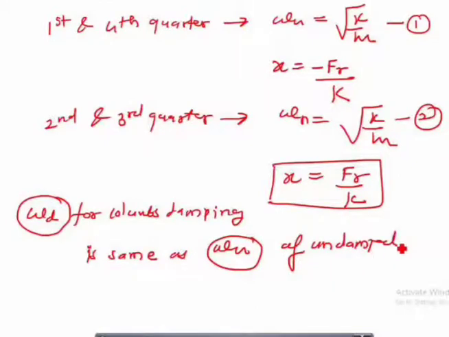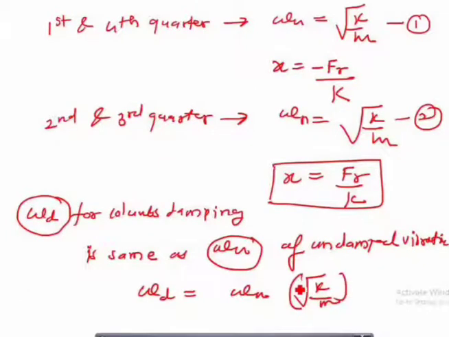This is undamped vibration means what? Of undamped vibratory system. Okay, what is undamped vibration? Your model number 3. That omega n means what? Your omega d for Coulomb's damping is equal to omega n. And what is omega n? Square root of k upon m.